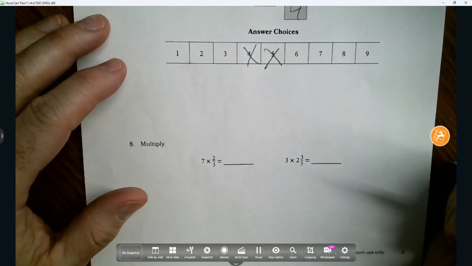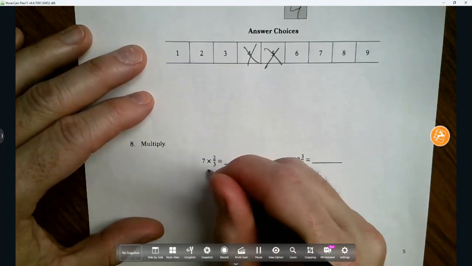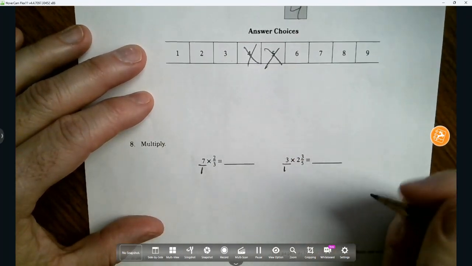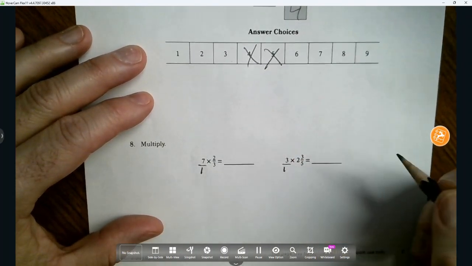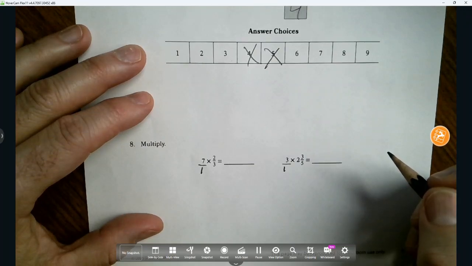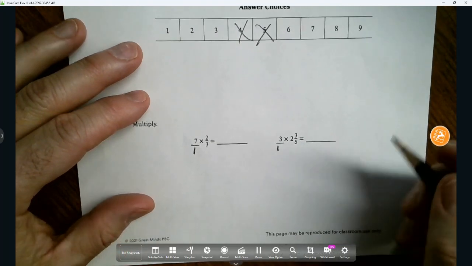Down here we're multiplying. I'm not going to help you with this. I'm just going to show you a quicker way. Do that. Do that. This one. How are you going to do that one? That one's a little trickier. Think about that for a minute. How do you want to do that one? There's a couple ways you could do it. What would be the best?